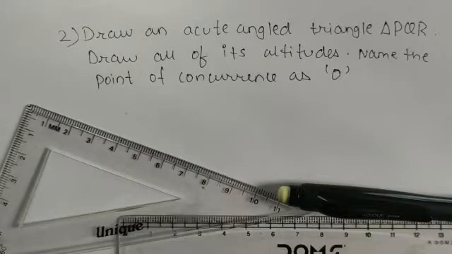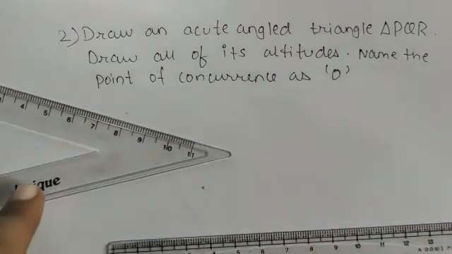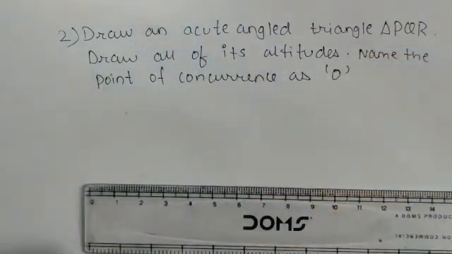So in the last class we had studied how to draw an acute angle triangle and draw all its altitudes. This is the problem from your practice set 4.1, the second sum from that problem set, and the question is: draw an acute angle triangle PQR, draw all of its altitudes, name the point of concurrence as O. So now we will draw an acute angle triangle and we will draw all its altitudes. So what do we need? We need a set square, a scale and a pencil. So we will start drawing.